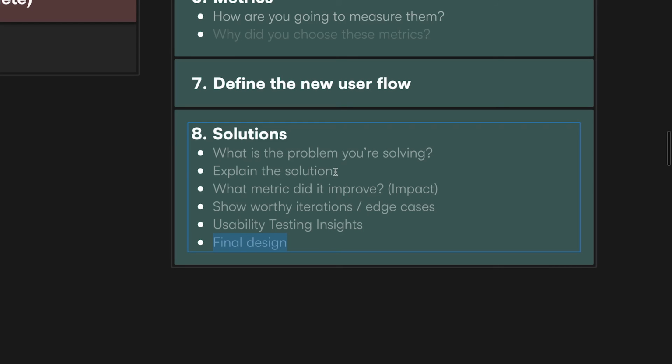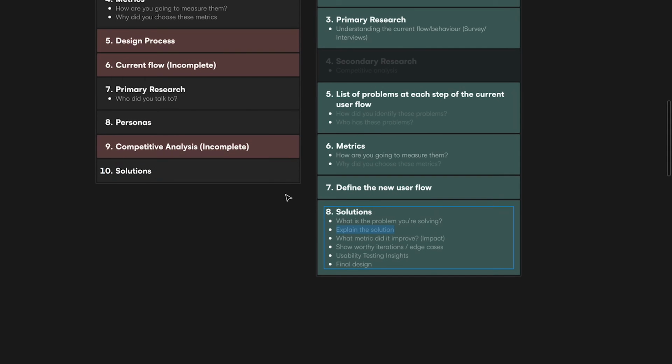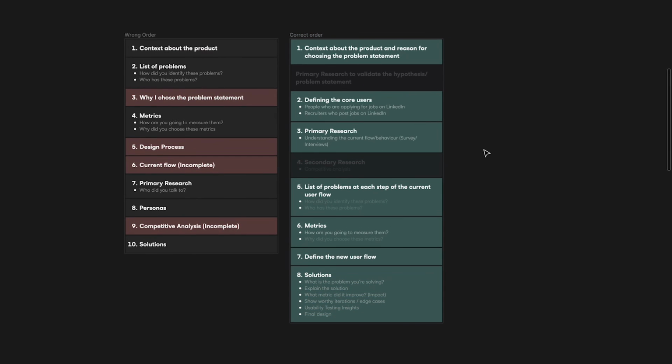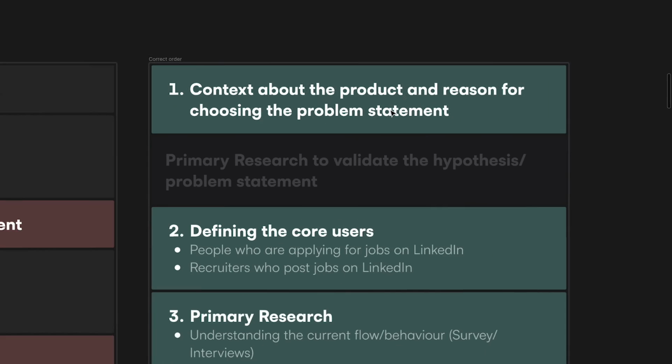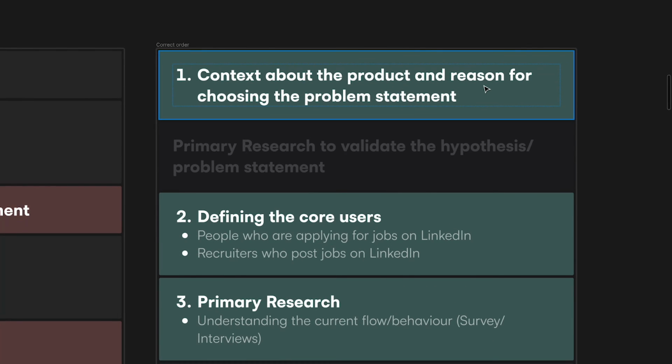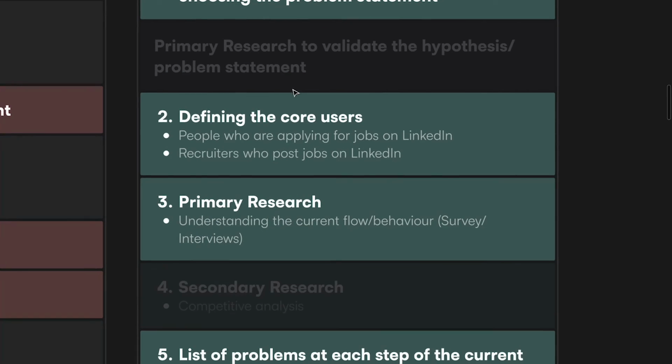Now, of course, here, this would also be the final design and this would also be the final design. But here I'm saying final design because there is some usability test. But if there is no usability test, then this itself would be the final design, right? And this is how you sit down and tell a proper story. So we'll do a quick recap, right? So you start off with the context about why you chose the problem statement, context about the product, fine. The next thing is you define the top core users, all right?